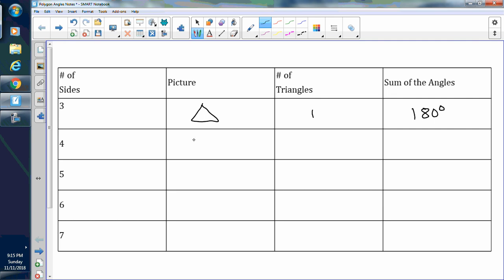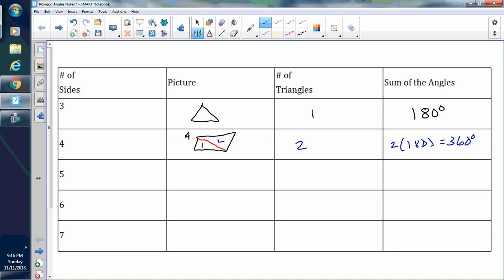Last week we learned that if we have a quadrilateral, and if from a vertex A we draw all the diagonals that we can, in this case that one, we'd end up with two triangles. So we have two triangles, and the total sum is going to be 2 times 180, or 360 degrees in every quadrilateral.